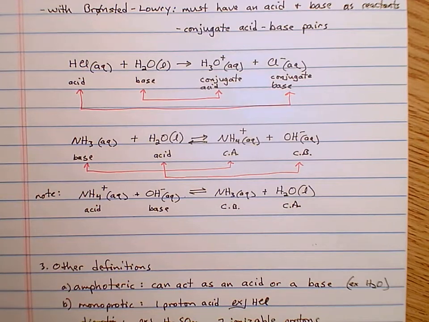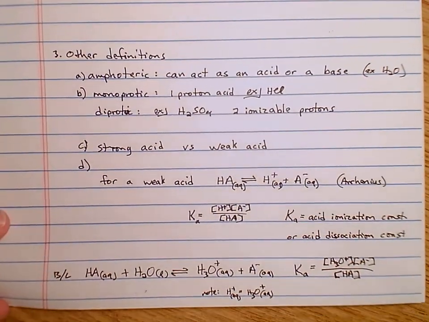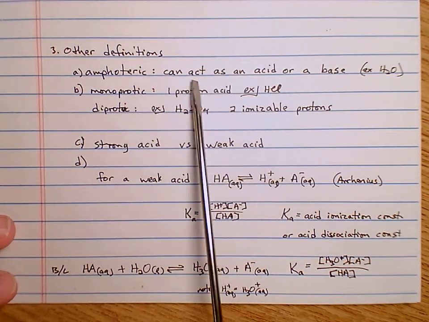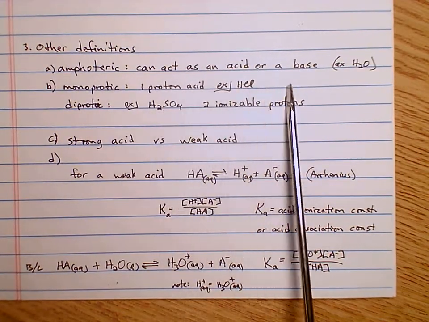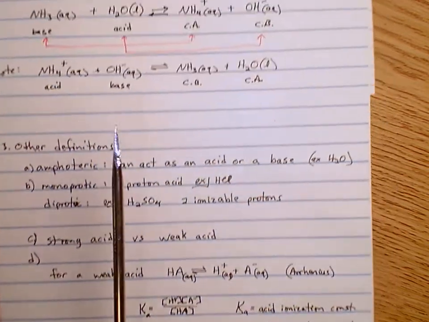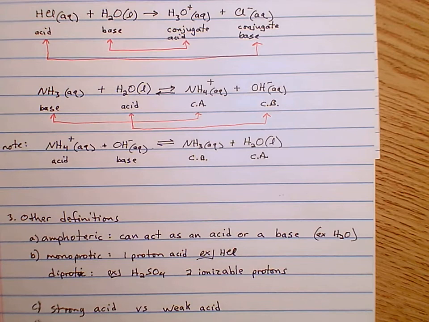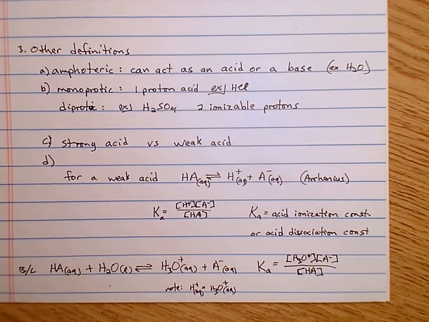All right, some other definitions along these lines. Towards the end of the chapter, we're going to have another definition of acids and bases. But other words we need to know the definition of. Amphoteric can act as an acid or as a base. That's our water there. Water was amphoteric because it could act as an acid in one reaction and as a base in a different reaction. Amphoteric can accept protons, can donate protons.